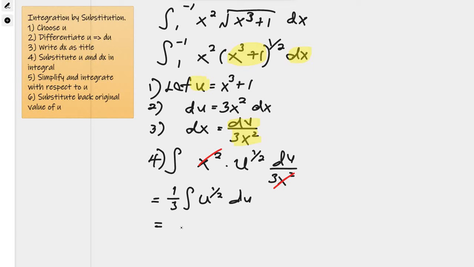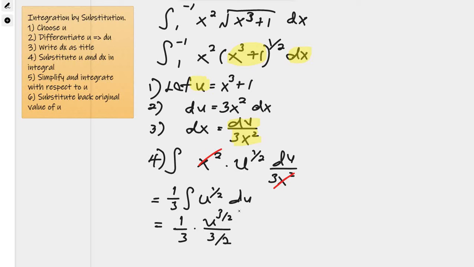So equals 1 over 3 times u to the power of 3 over 2 divided by 3 over 2. Actually, you need to add plus c, right? But remember, you have a definite integral. When you integrate using a definite integral, you do not need to add plus c. So just leave it like this. You just simplify first and then substitute back the original value of u. So in the next step, simplify.